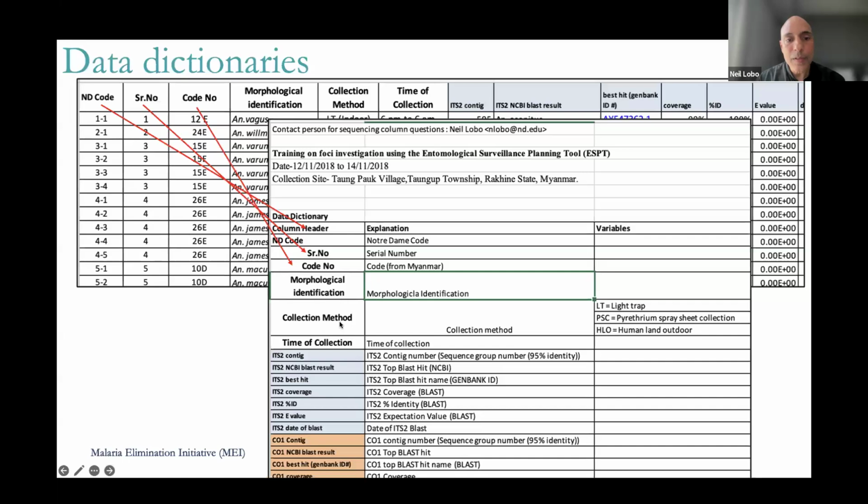In collection method, you can see if the code is LT, that means light trap. If it's PSC, it means pyrethroid spray sheet collections. If it's HLO, it means human landing collections outdoors. Excuse the spelling. I obviously made a mistake there. You may smack me. Whenever any of my students or people who work with me come to me without a data dictionary, I send the data back, which means that I need to send this data back to myself because I made a mistake in the data dictionary.